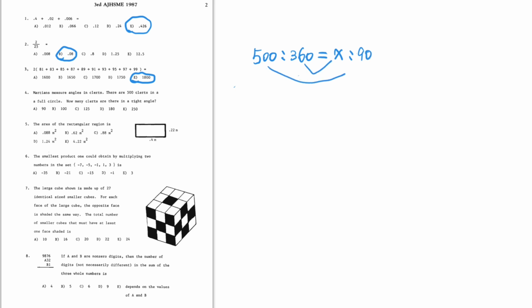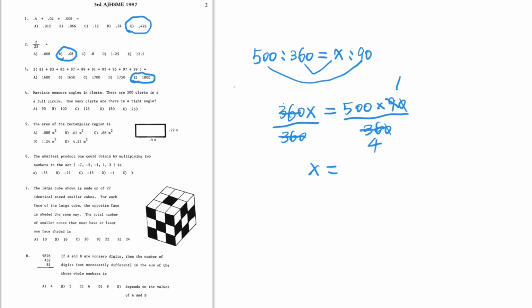So we solve the ratio equation. Inside times inside, 360x, equals outside times outside, 500 times 90. To isolate x, divide both sides by 360. So on the right side we cancel 360, that's x. Cancel 1, 0. Now cancel 9, that's 1. Cancel 9, that's 4. So cancel 4, that's 1. 500 cancel 4 is 125. So x equals 125 clefts in the right angle. Therefore, the answer is C.